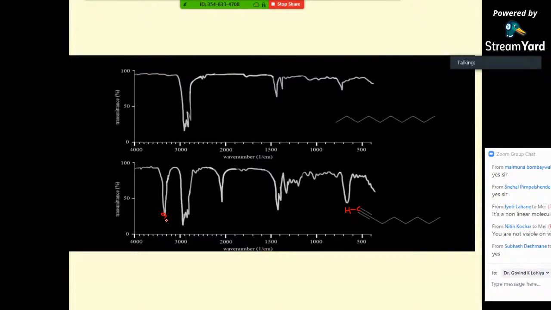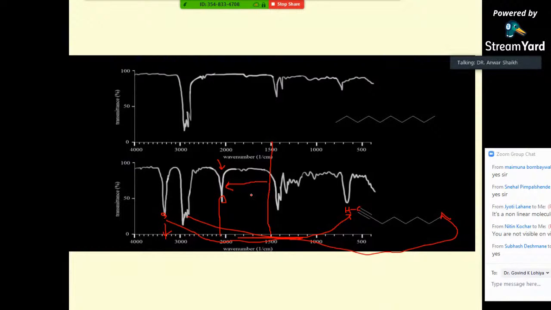So this is the C-H triple bond, and this is for the single bond sp3. It is giving a peak at 3100. This is another peak. Now, if you draw a line at 1500 and go to the extreme left side, near about 2100, you will be getting this peak.